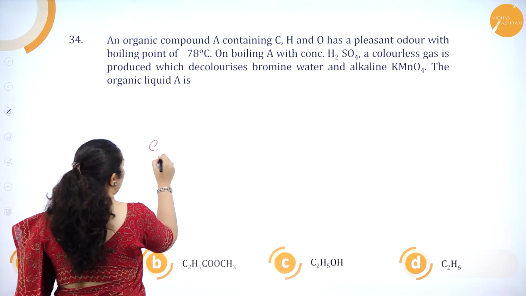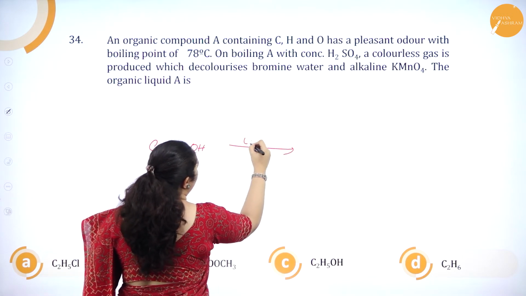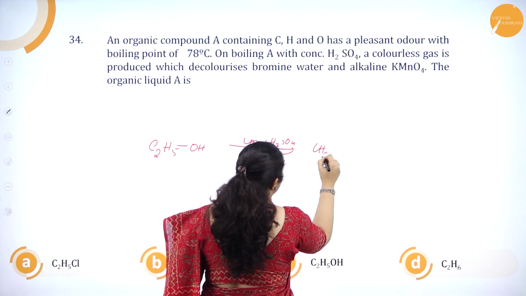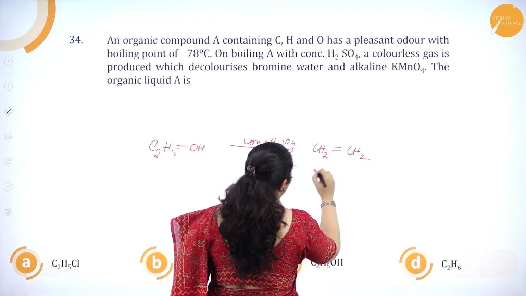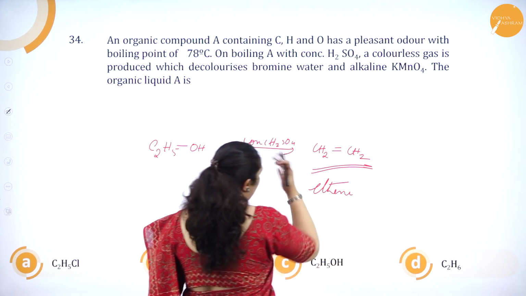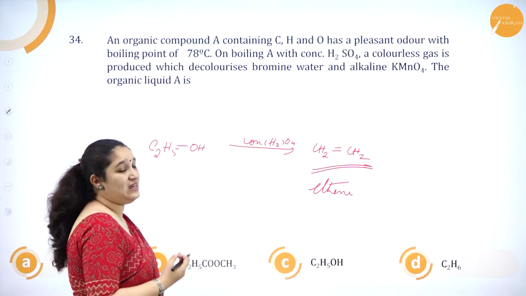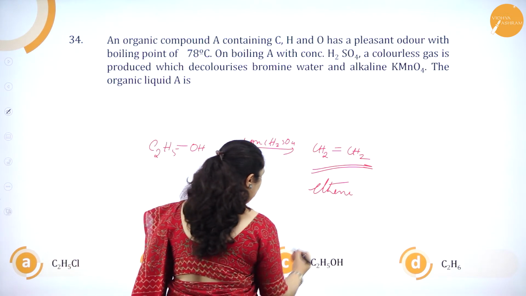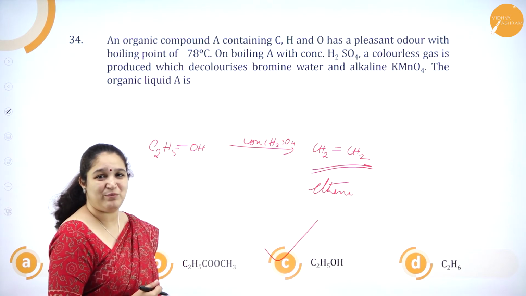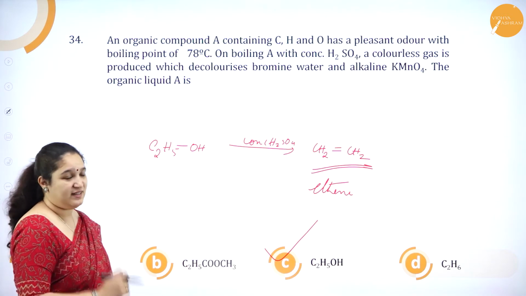That is, if I take C2H5OH and treat it with concentrated H2SO4, I get CH2=CH2, that is ethene. Ethene is a gas which can decolorize both bromine water and alkaline KMnO4. So A is an organic liquid which is ethyl alcohol, and it has a pleasant odor and a boiling point of 78.1 degrees Celsius. Okay, so option C is the correct answer.